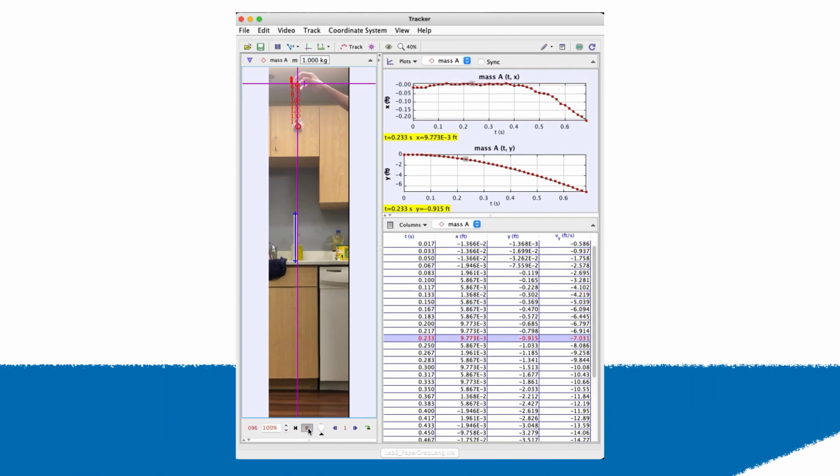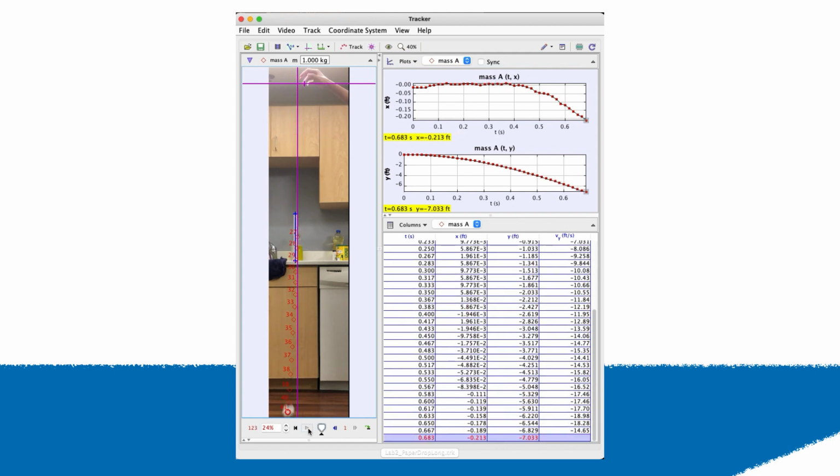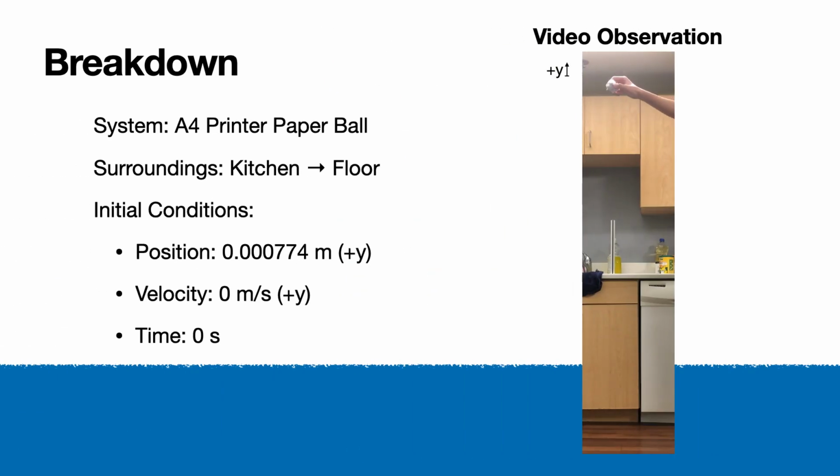Shown here is Tracker analyzing the recorded paper ball video for this lab, with the pink perpendicular lines showing the x and y axes of the chosen coordinate plane and the red dot showing the ball's position at each key frame. In the observation video, the system is the A4 printer paper ball and the surroundings is the kitchen, mainly the floor. From Tracker, the initial conditions are position being 0.000774 meters in the positive y direction, velocity being 0 meters per second in the positive y direction, and time being 0 seconds.